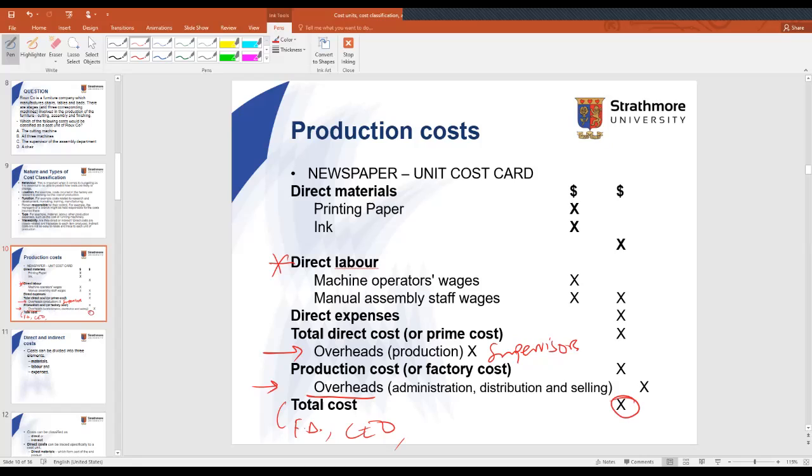So this is what we call a cost card, which I propose we spend the next minute going through, because if you can't get this one, then the next few topics will be very tricky for you.